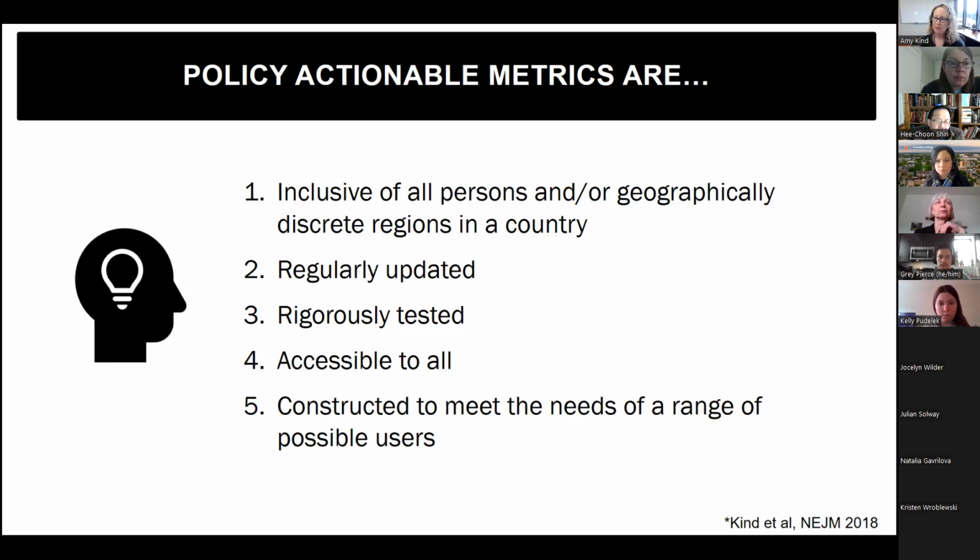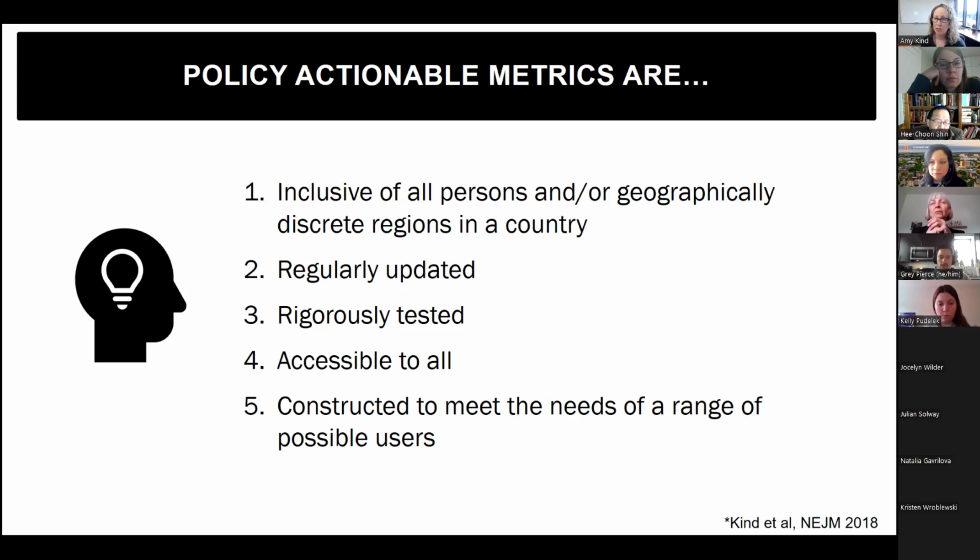Additionally, the metrics have to be valid, right? They have to pass that validity test. They have to be regularly updated. They have to be rigorously tested, and they have to be accessible. So these cannot be metrics that are hidden in some way.